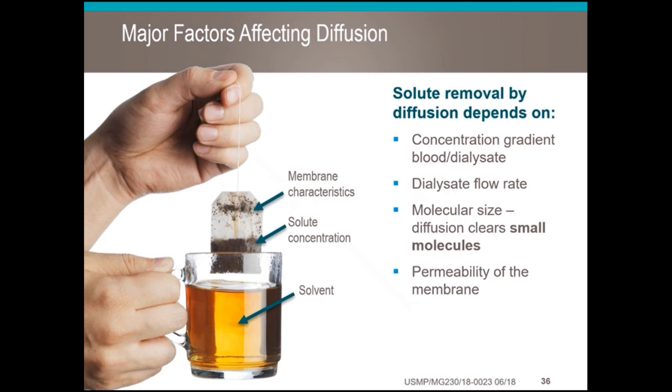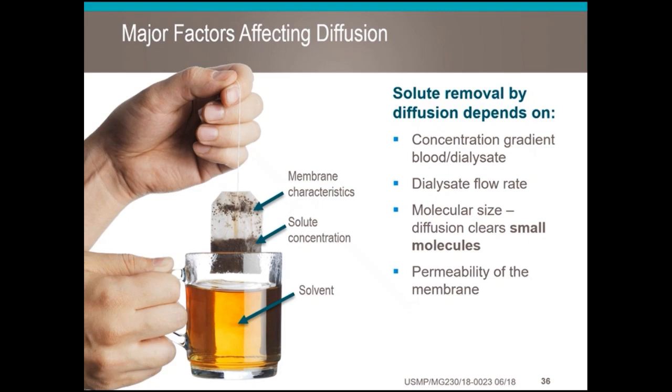As we discussed, sodium has a molecular weight of 23 daltons. BUN, creatinine, other waste products in our bloodstream also have fairly low molecular weights. Diffusion can clear molecular weights of up to about 1,500 daltons. Any substance or solute that's larger than that is not going to be effectively cleared by diffusive therapies, by intermittent hemodialysis or SLED therapy, or any therapy that only uses dialysate solution, because dialysate or diffusion can only clear small molecules of up to about 1,500 daltons.